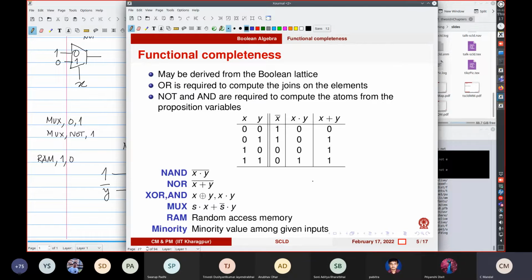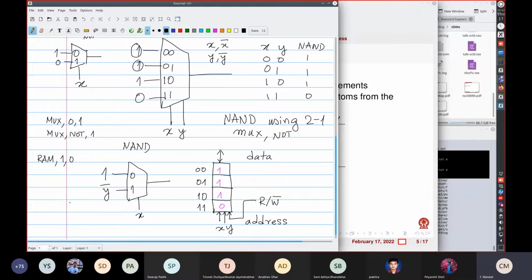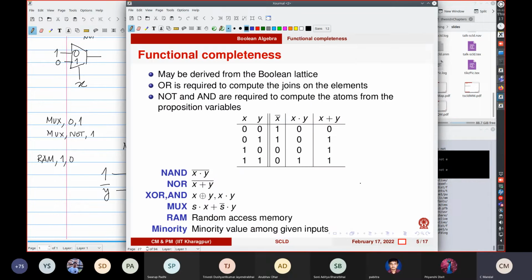So I'll give it to you as a small exercise. You can work it out on your own: the functional completeness of the minority function. I think you can do it. It's not so difficult. Just try it out. This one you have already seen, this one you have already seen. So this one you just try. All right.